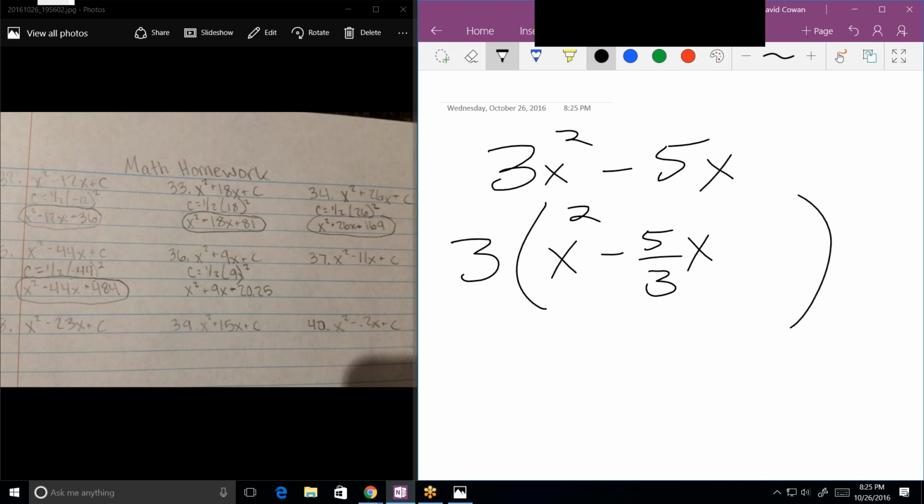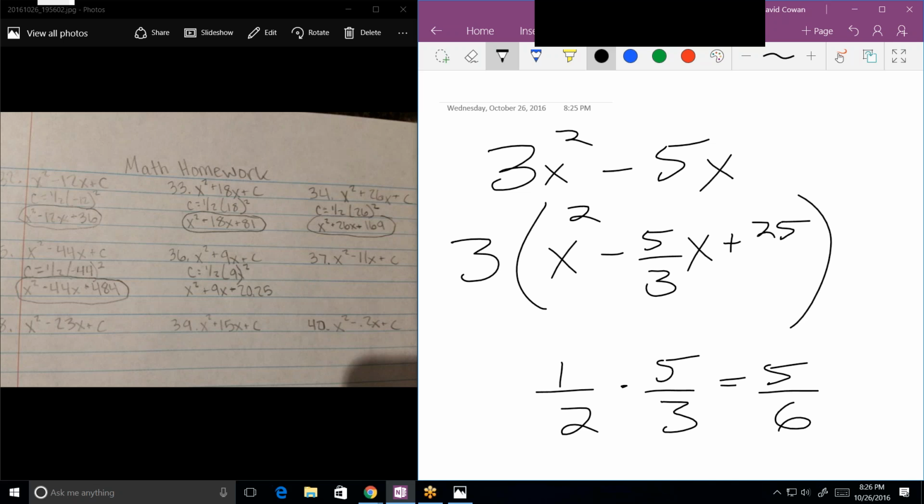How do I complete the square? You take half of minus 5/3. What's half of 5/3? It's 5/6, because it's that multiplicative: 1/2 times 5/3, just multiply the denominators, you get 5/6. Now square 5/6. You get 25 over 36. So this works with fractions.